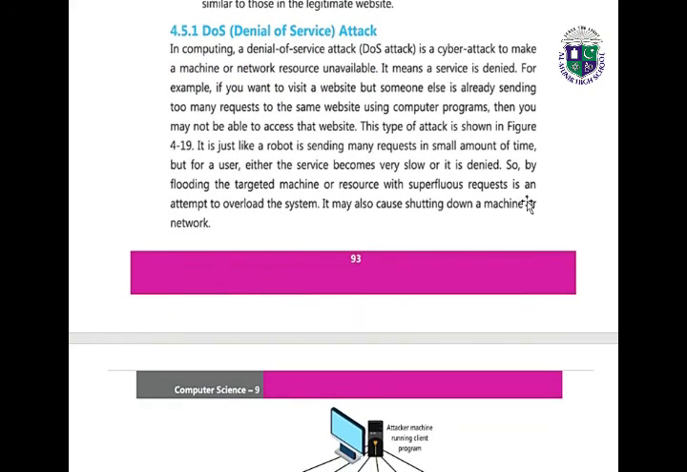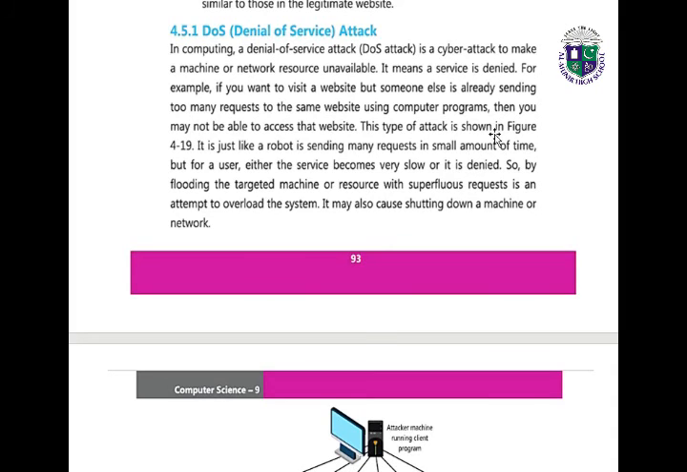DOS is abbreviated as denial of service. In computing, denial of service is a cyber attack that makes a machine or network resource unavailable. It means the service is denied. For example, if you want to visit a website and someone else is already sending too many requests to the same website using computer programs, then you may not be able to access that website.